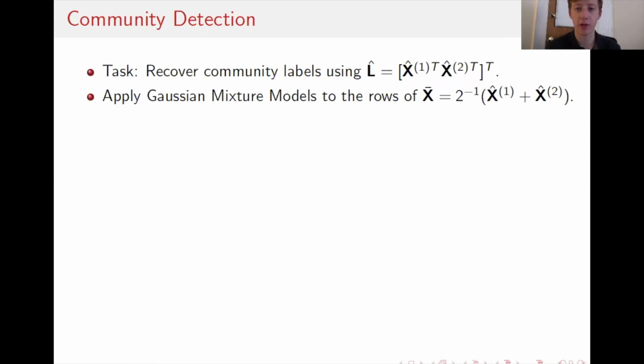So all we're going to do is take the first n by d block of L hat and just average it with the second n by d block of L hat. So this is essentially averaging the two latent position estimates corresponding to graph 1 and graph 2.